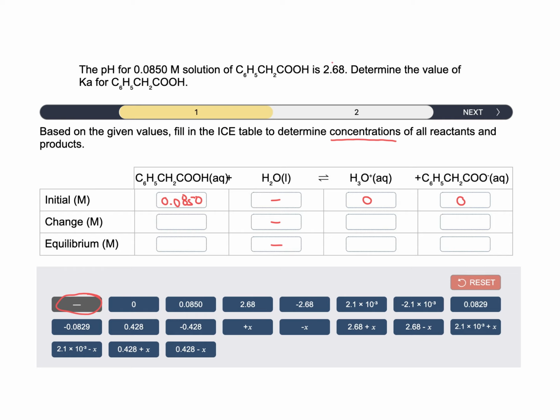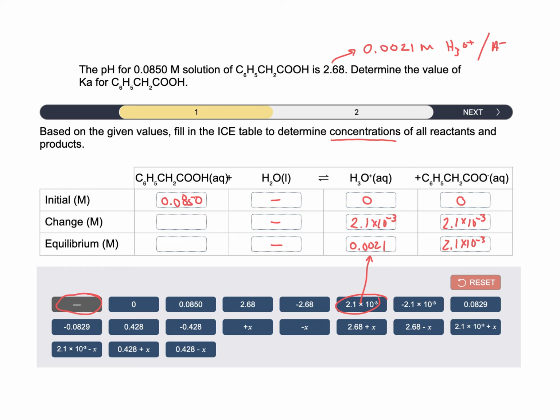Well, we know at equilibrium, we have this pH that corresponds to a concentration of 0.0021 molar hydronium and the conjugate base. So we can plug that in. We know at equilibrium, I'm going to have 0.0021. So we're going to take this value right here and plug that in, right? 2.1 times 10 to the minus 3. And that also has to be our change because we started at a 0 for our initial concentration. So that would go there. This would go there.